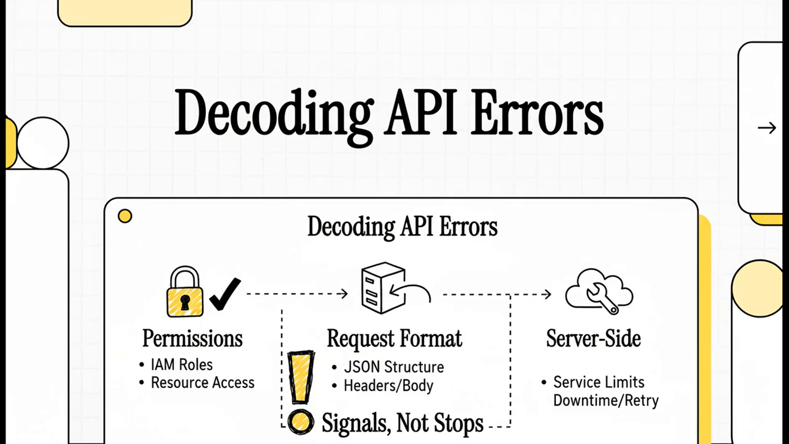All right, let's talk about something every developer knows and, well, doesn't exactly love. API errors. They can be a huge pain. But what if those frustrating red messages weren't actually roadblocks? What if they were road signs pointing you exactly where you need to go? Today, we're going to learn how to read those signs. We're going to turn frustrating errors into actionable signals.